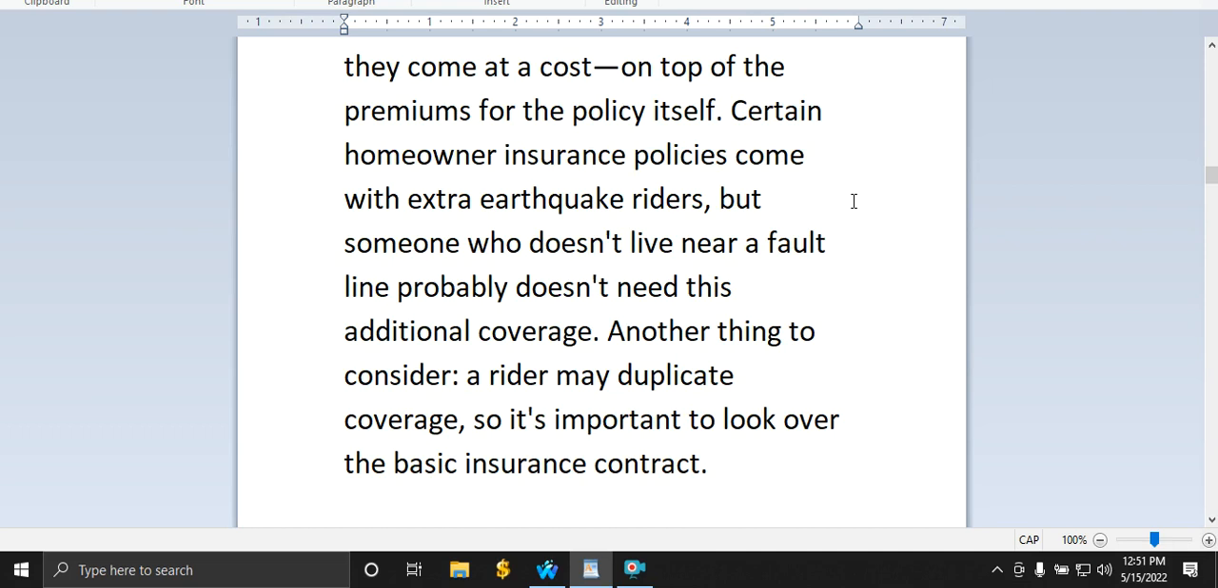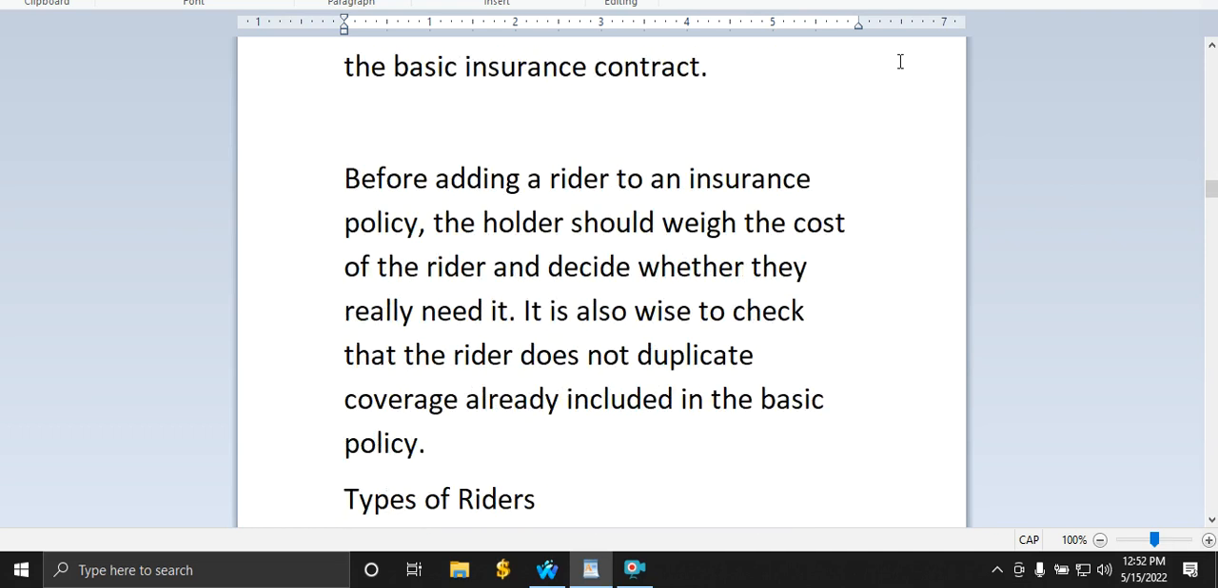Another thing to consider is that a rider may duplicate coverage, so it's important to look over the basic insurance contract. Before adding a rider to an insurance policy, the holder should weigh the cost of the rider and decide whether they really need it. It is also wise to check that the rider doesn't duplicate coverage already included in the basic policy.